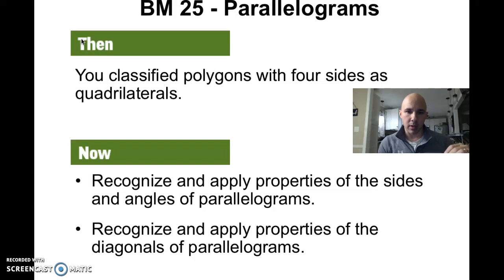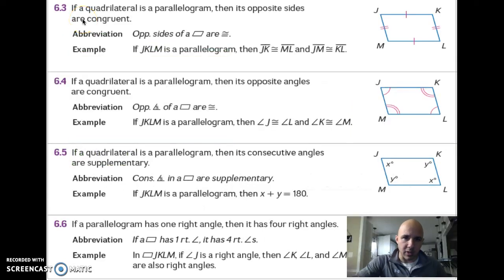We're going to talk about the sides and the angles of parallelograms, and we're going to also talk about the properties of parallelograms, which are the diagonals. 25, these are the properties of parallelograms.